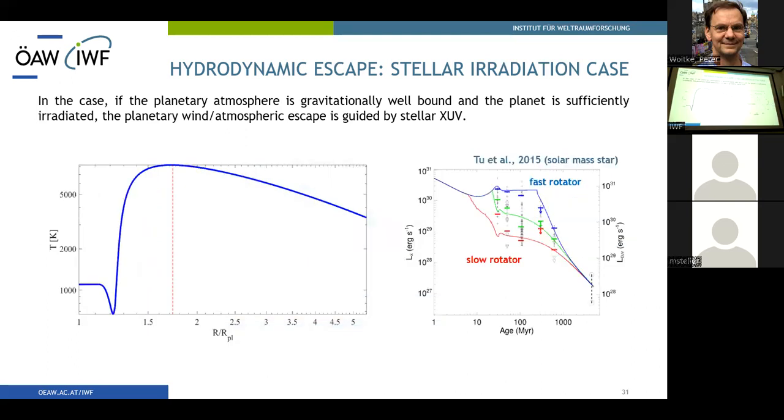And this type of escape can range in a wide interval, between like 10 to the 7 to 10 to the 12 or even 14 grams per second. So a few orders of magnitude. And this type of escape is strongly dependent on the incoming X-ray radiation, and therefore it strongly depends on the type and evolution of the host star.